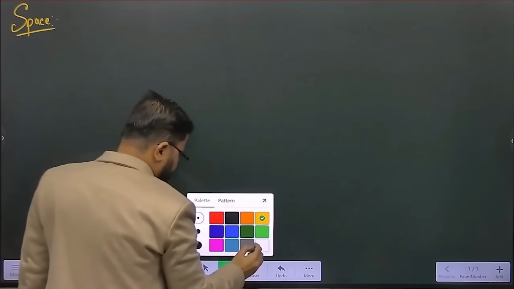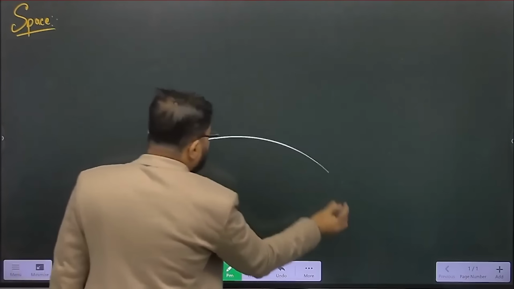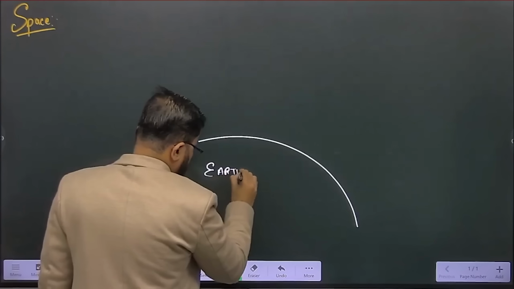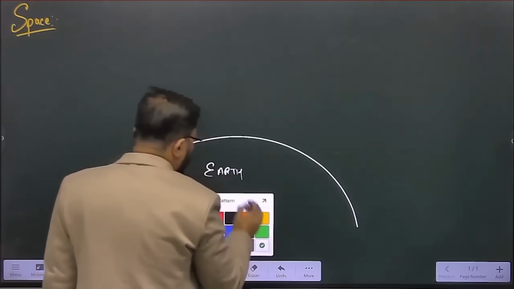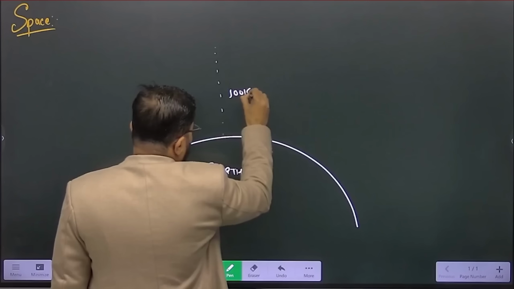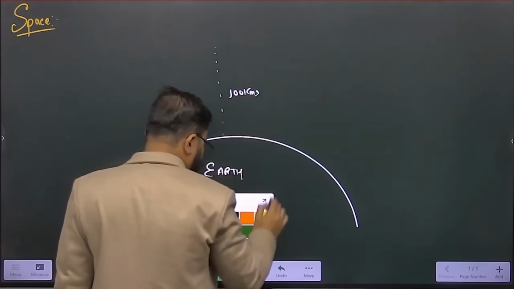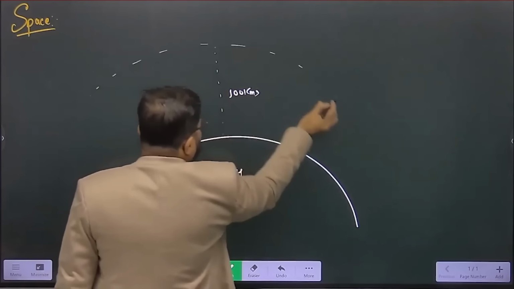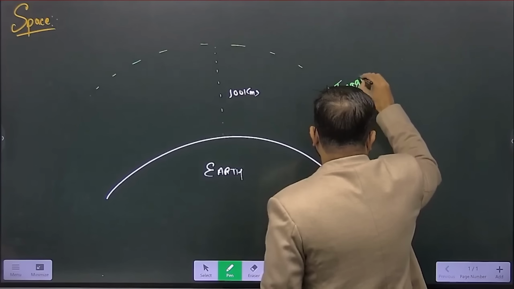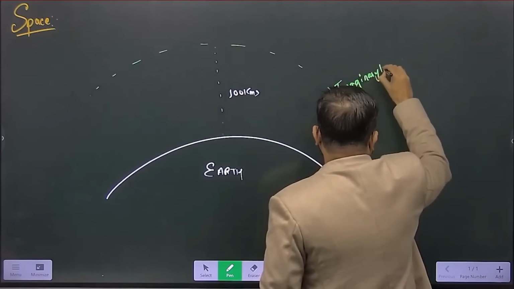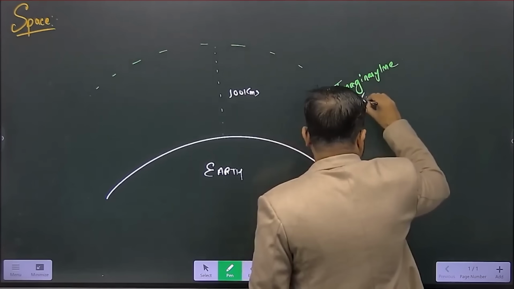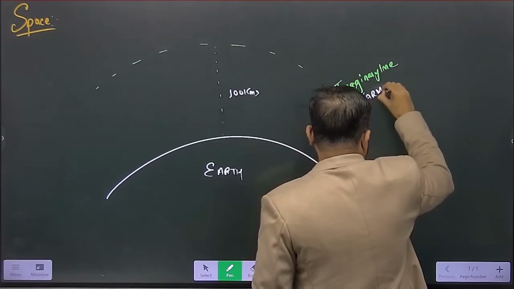Suppose consider this is the earth surface. At around 100 kilometer from the surface of the earth, there exists an imaginary line. This particular imaginary line is called what? Karman line.